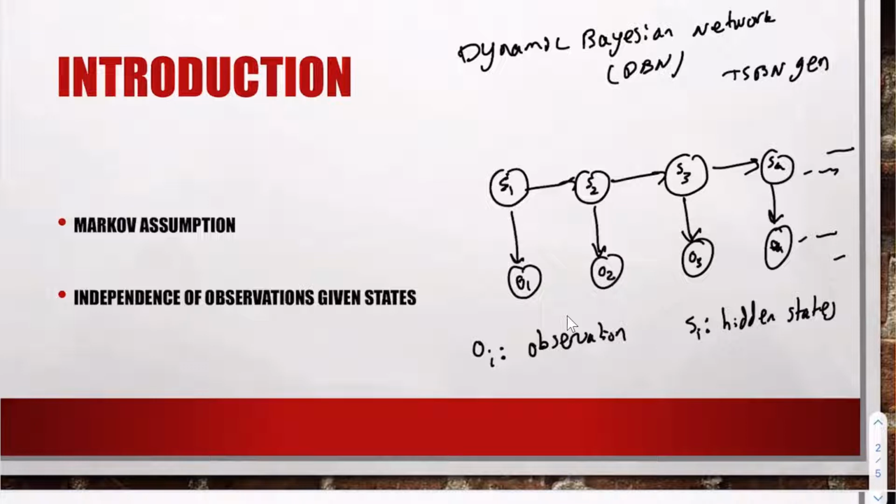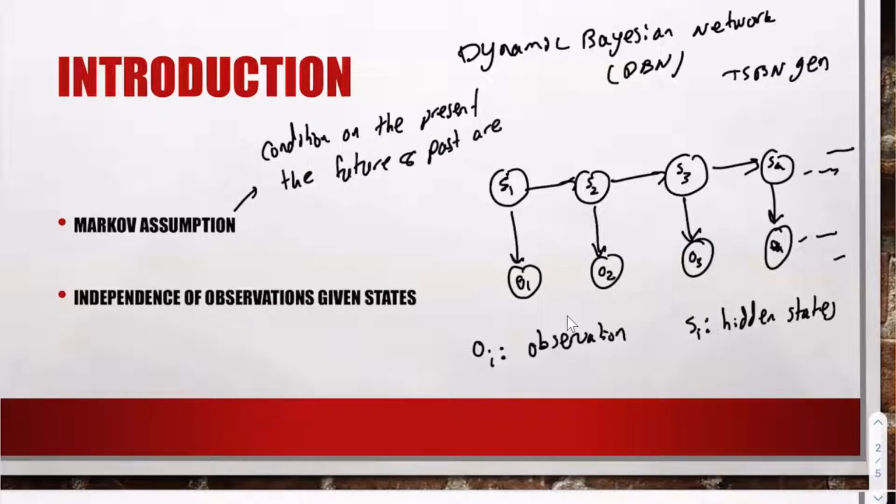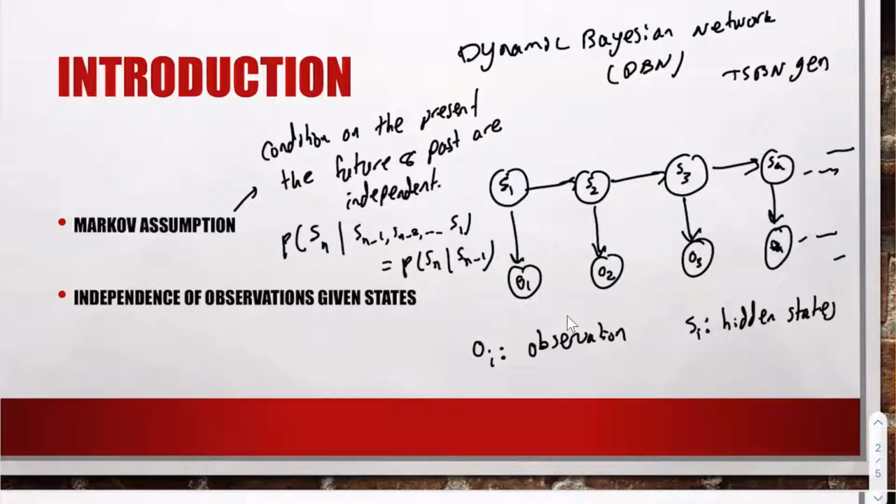Now, what does the Markov assumption say? What it says at a high level is that conditioned on the present, the future and past are independent. In the context of HMM, what it means is that the probability of Sn given Sn minus 1, Sn minus 2, the entire history all the way to S1, is nothing but the probability of Sn given Sn minus 1. So if you give me the full history, I don't really care about that. All I care about is the most immediate observation.